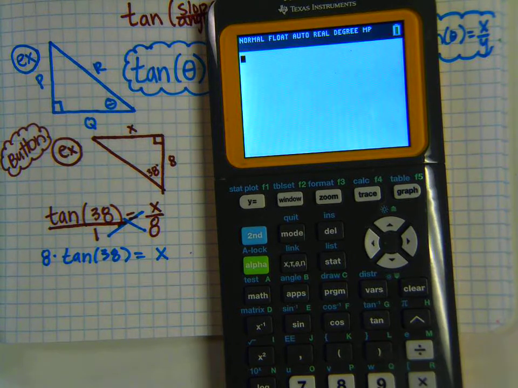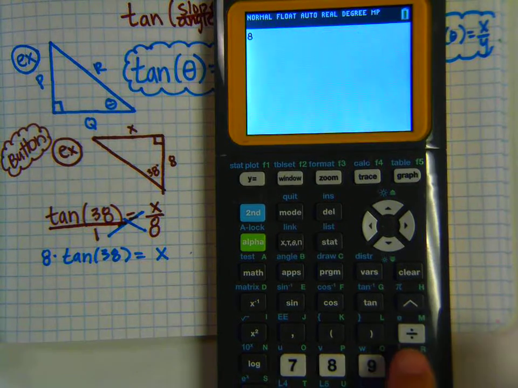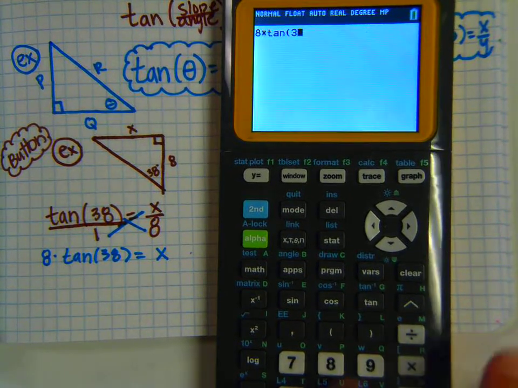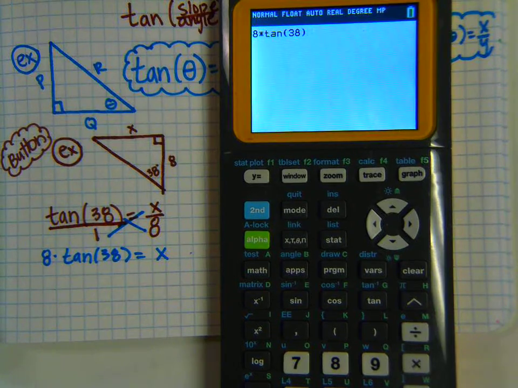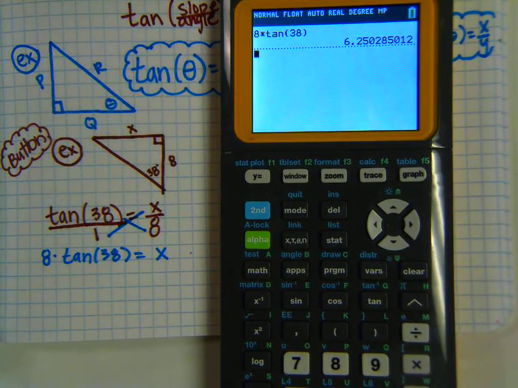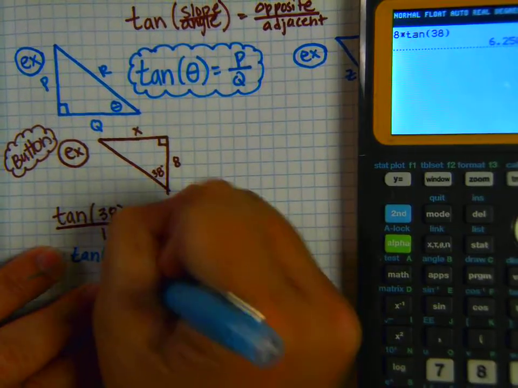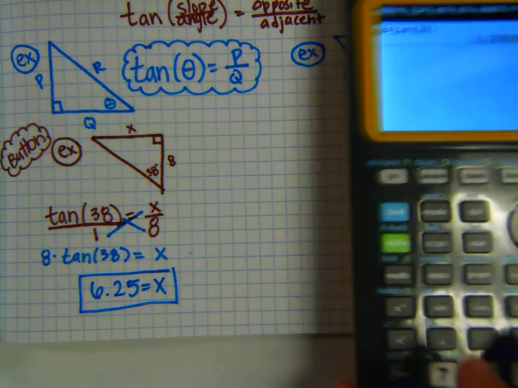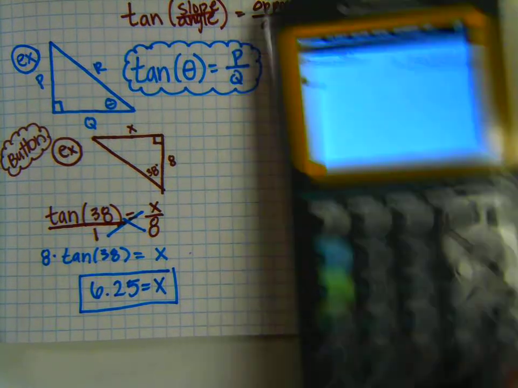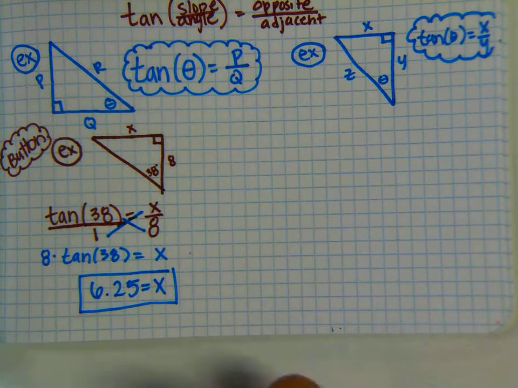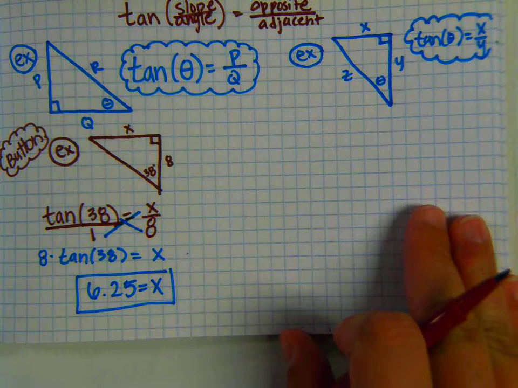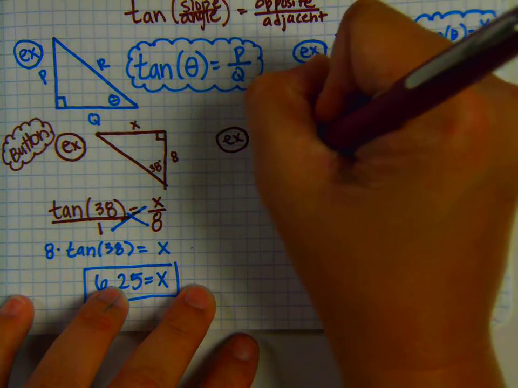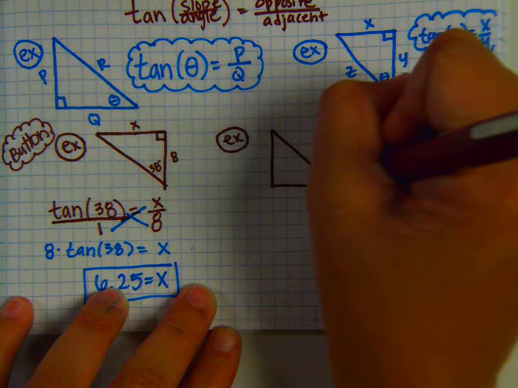All right. Now we're going to plug this right into our calculator exactly as it's written. 8 times tan, which is right here. Tangent of 38. Close your parenthesis. And press enter, and you should have gotten 6.25. So x equals 6.25. Did anyone not get 6.25 on their calculator? Okay, good. Now I'm going to give you 2 more examples that I want you to try before I go over them. Could you have put x equals 6.25? It's the exact same thing.